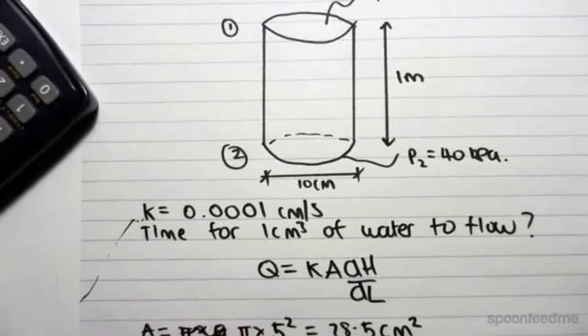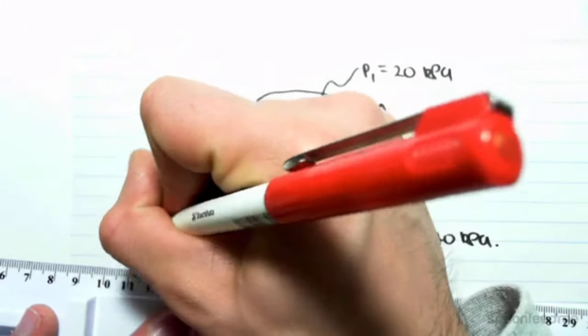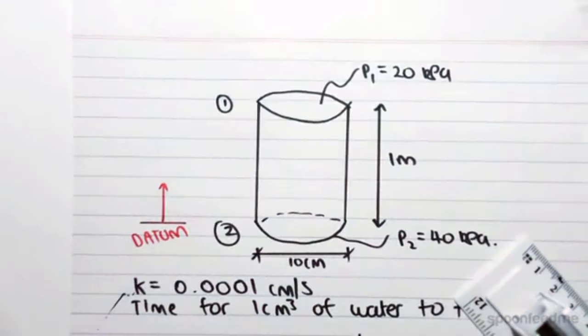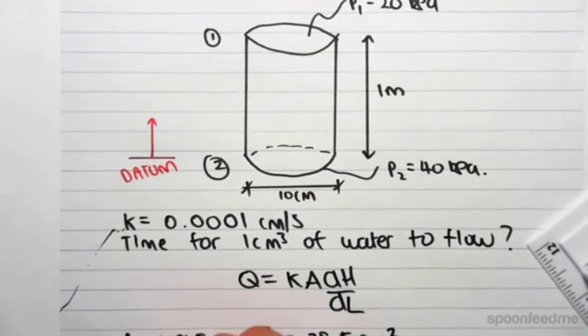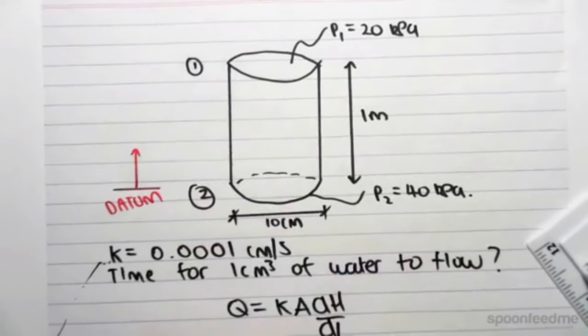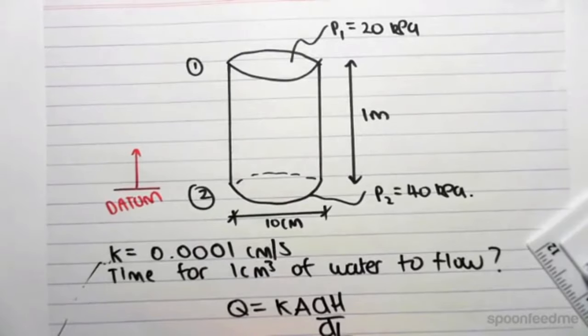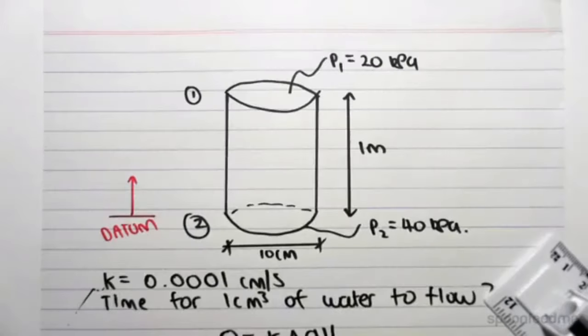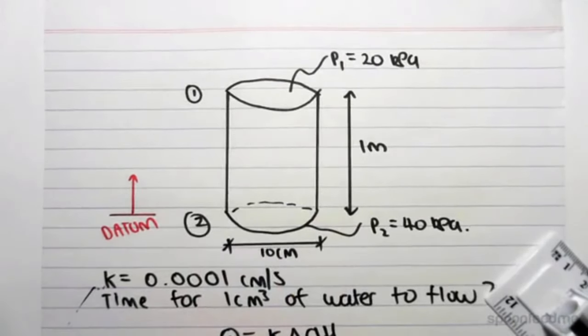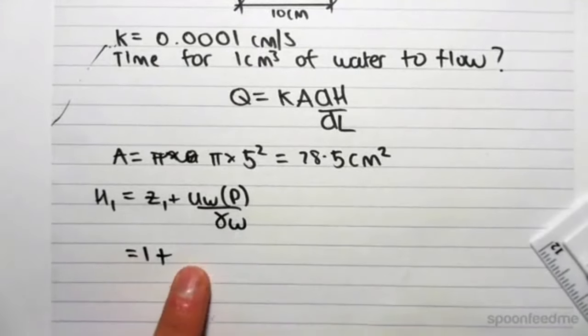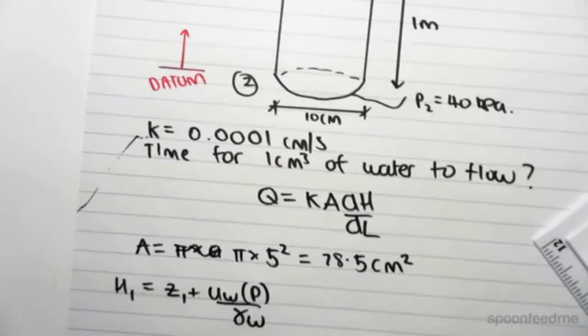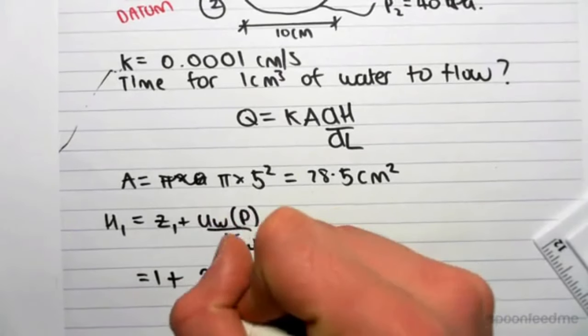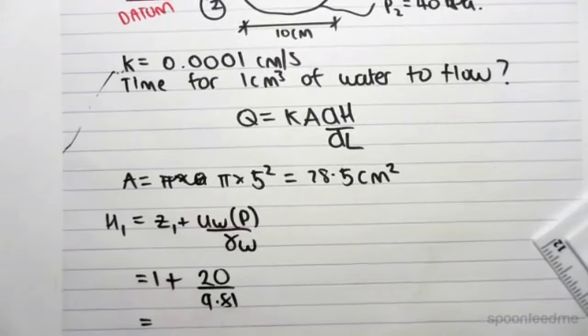We now need to go and find dH and dL. So straight away we know that if we're dealing with head, we're going to have to use a datum. So we'll just define our datum at the bottom. So there's our datum. At the point 1, which is up here, we know head is Z1 plus the pore water pressure divided by the unit weight. The elevation Z1 is 1 meter, so it equals 1 plus the pressure, which has been given as 20 kilopascals, so it's 20 on 9.81.